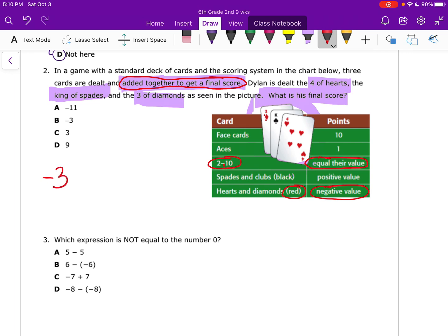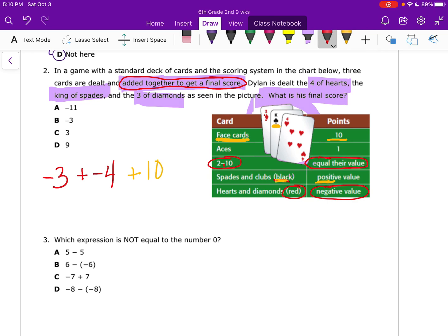So that would be the same for the hearts, right? That would be a negative 4. And then the king is black, so the black card is positive. And it's a king, and a king is considered a face card. So the king is worth 10 points, and it's positive. So that would be plus 10.